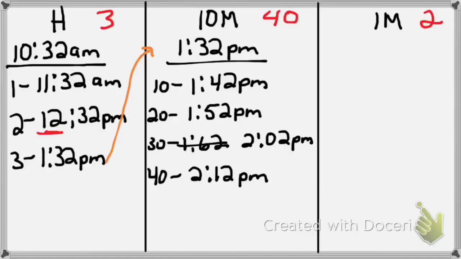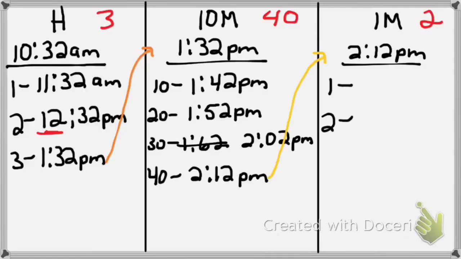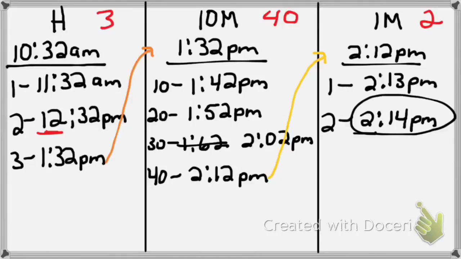So I've counted all of my 40 minutes. I'm going to take that last time, which is the 2:12 p.m., move that up to my next column and underline it, because that's just my start. It's not one of the numbers I'm counting. And I know that I have 2 individual single minutes here, so I'm going to label them 1, 2. Okay, take my 2:12 p.m. plus 1 minute is 2:13 p.m. plus 1 minute is 2:14 p.m. That's it. Now I've finished. So this is 2:14 p.m. That's the time that Logan finished.